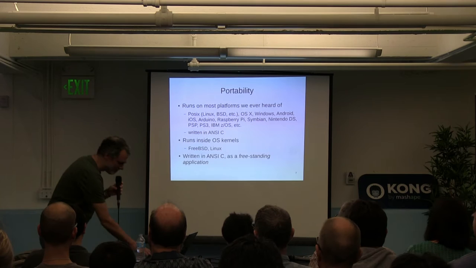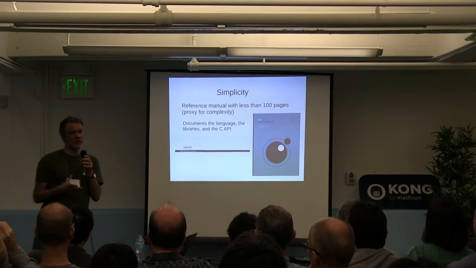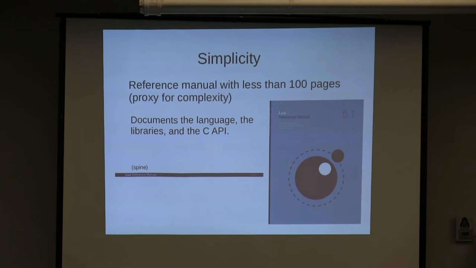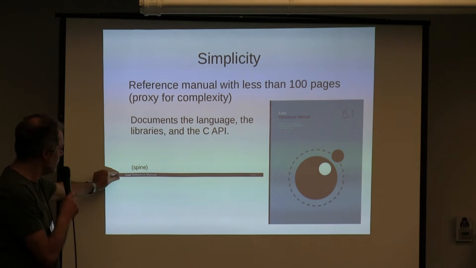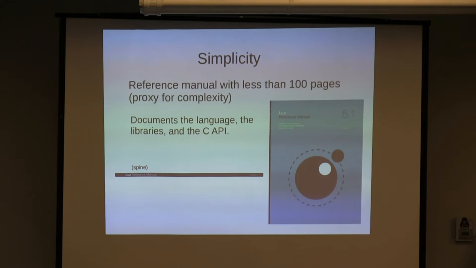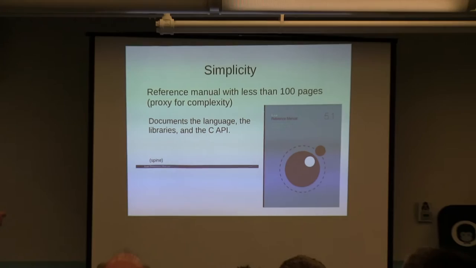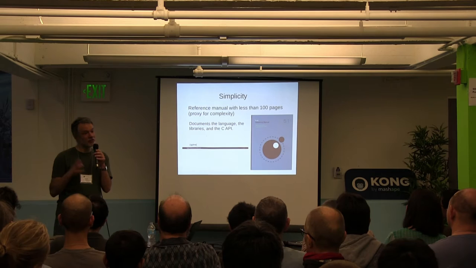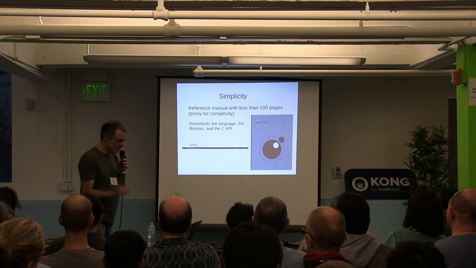And Lua is a very simple language, and it's very small in terms of concepts and constructions. This is the reference manual. This is for version 5.1, but 5.3 is more or less the same size. This is the spine of the manual. So this is how much you have to read, instead of those huge Bibles. It documents the language, the libraries, and the C API, so everything that officially you need to know to use Lua is written in this small book.